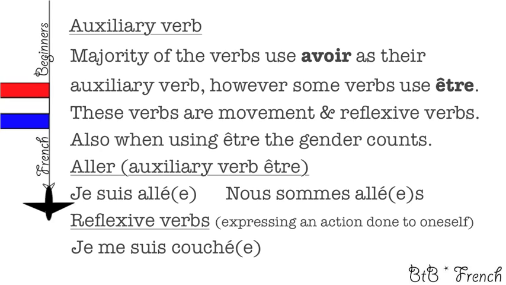However, if the nous is a group of females, you must add an e and then an s at the end of the past participle. Reflexive verbs follow the same rule when using the verb être as the auxiliary verb. So if you were to say, je me suis couché, if you are a female stating this phrase, you must add an e at the end.